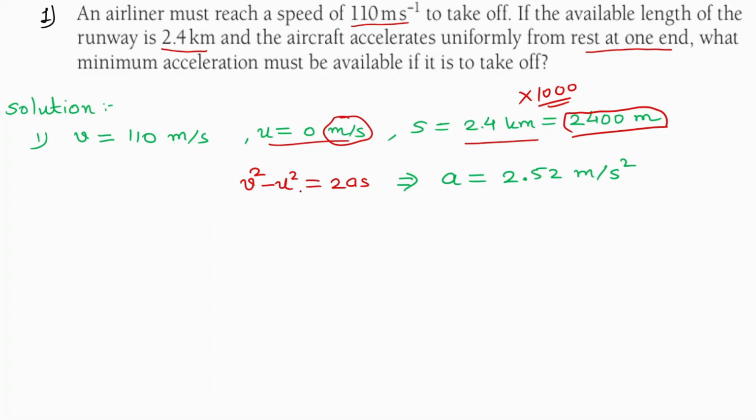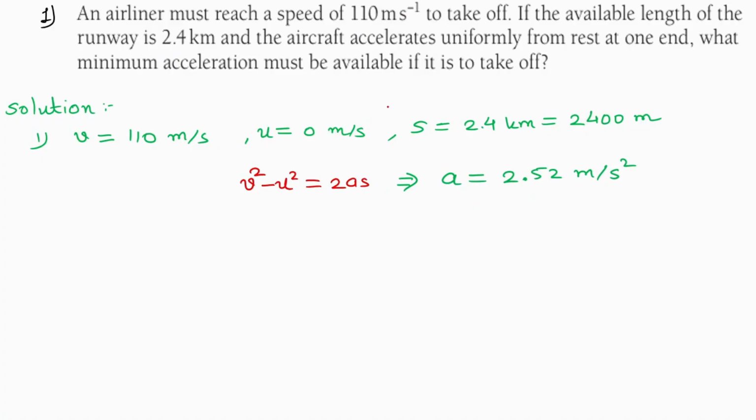2400. Now use this equation. In this equation we know V, U and S and we have to find A. So put the values over here and you will get the answer 2.52 meter per second square. This is about question number one.